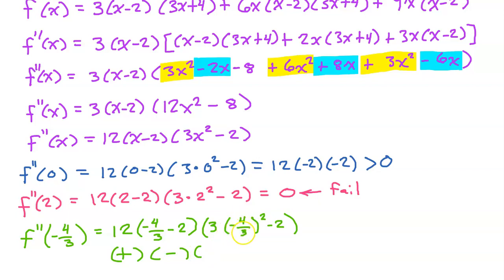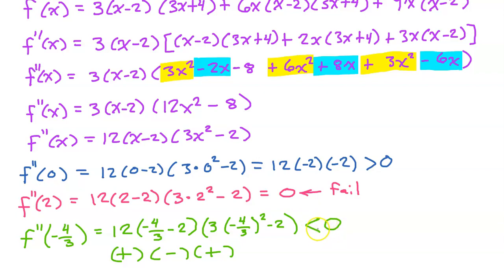If you take negative 4 over 3 and square it, that's going to be a positive number, right? That would be 16 over 9 once we squared it. Anyway, that's being multiplied by 3, so that's definitely bigger than 2. So when you subtract 2, it will definitely be a positive number. So when you have a positive times a negative times a positive, that is a negative. So this is less than 0.